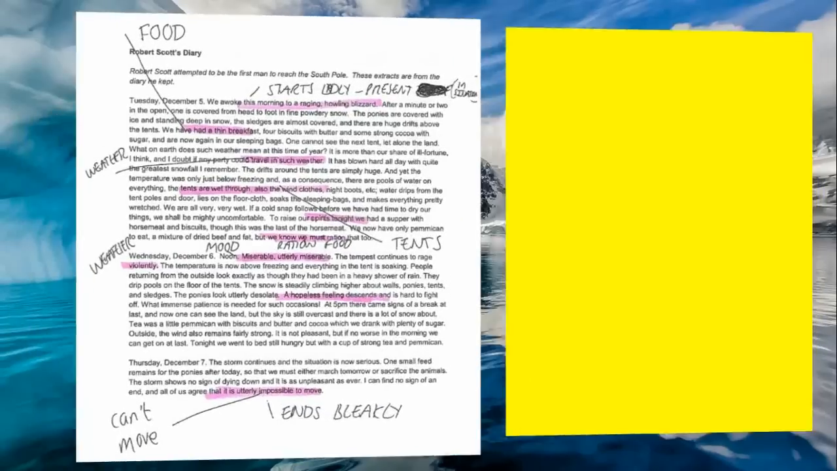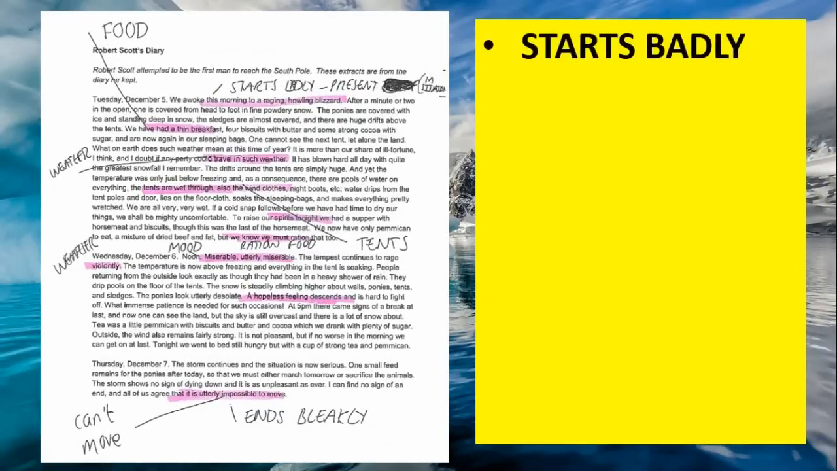So there's the first one. Then we look at the second extract. Let's have a look. So it starts badly, a bit like the other one. So they both start really badly. Ben Fogle starts thinking he's going to die. This one starts, they've woken up to a really aggressive storm.